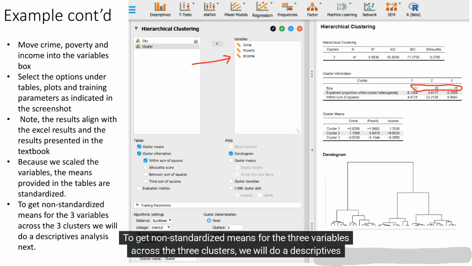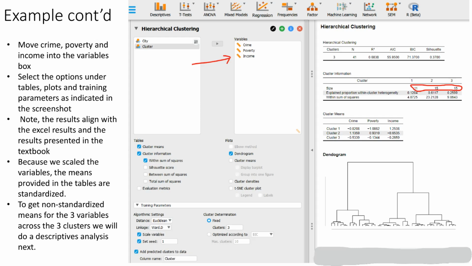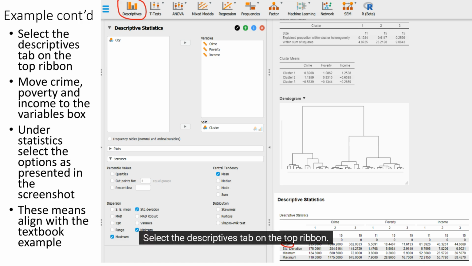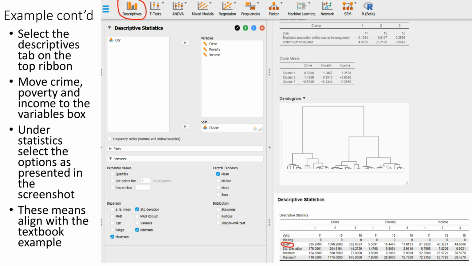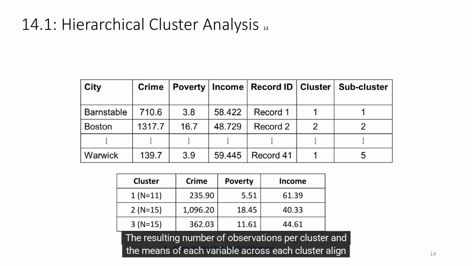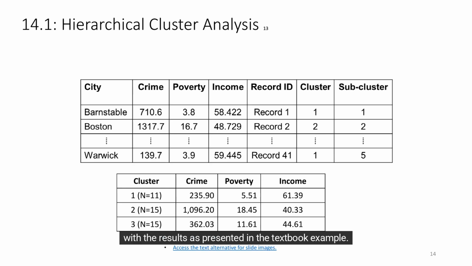To get non-standardized means for the 3 variables across the 3 clusters, we will do a descriptives analysis next. Select the Descriptives tab on the top ribbon. Move crime, poverty, and income to the Variables box. Move cluster to the Split box. Under Statistics, select the options as presented in the screenshot. The resulting number of observations per cluster and the means of each variable across each cluster align with the results as presented in the textbook example.